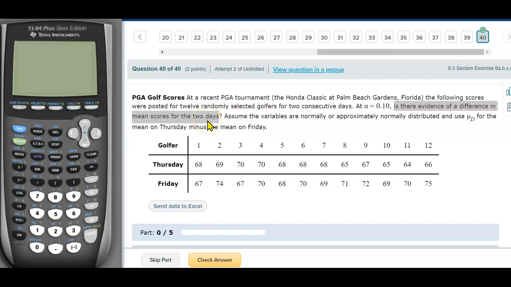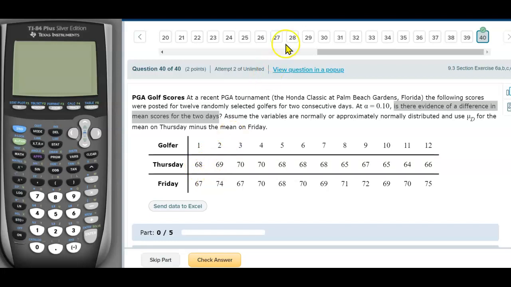Okay, so in this question we are trying to figure out whether there is a difference in the mean scores between the 2 days. What we need to notice here is that the golfer is the same. It's the same golfer who gets the score 68 on Tuesday and the score 67 on Friday. So this is the case of dependent subjects, right? And the scores are really dependent on each other because we did not select a different set of scores basically, right?